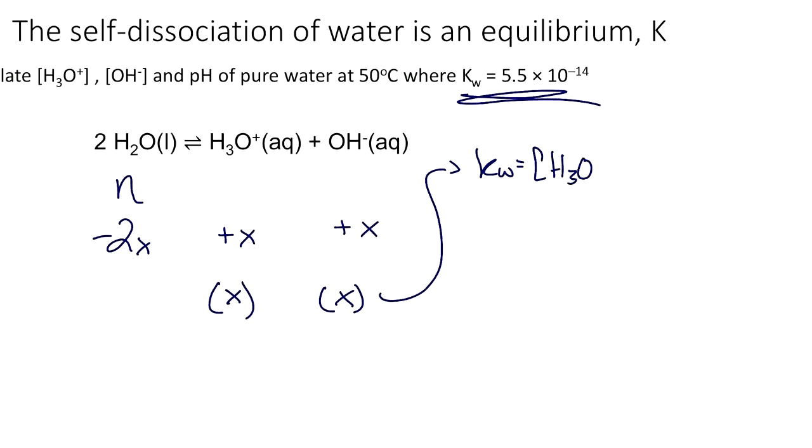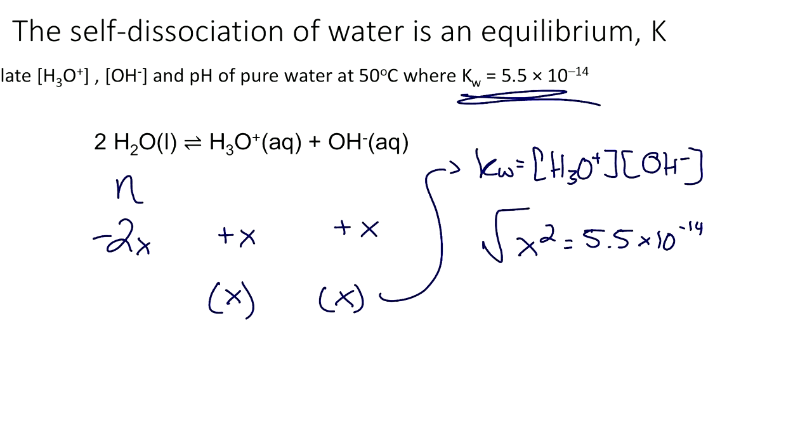H3O+ times OH-. X squared is now equal to a different number. It's not 1 times 10 to the negative 14. It's now 5.5 times 10 to the negative 14. But no matter, it's just a different number. We still take the square root of it, and we get that X is equal to something else. What is it?